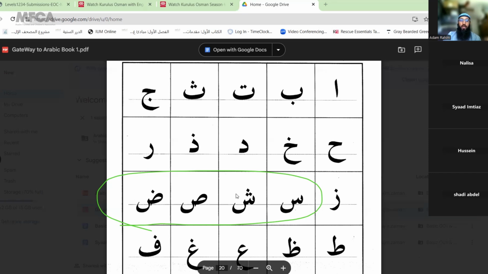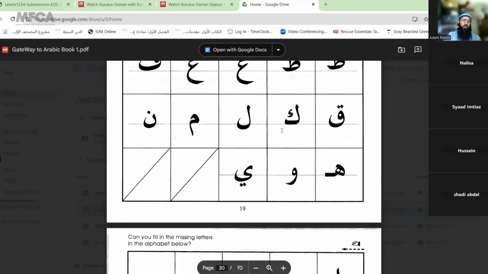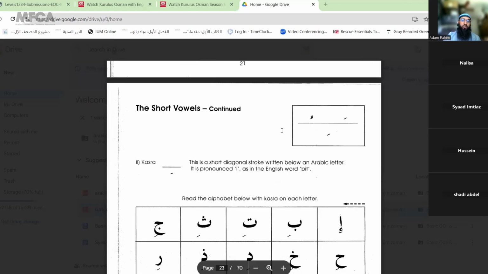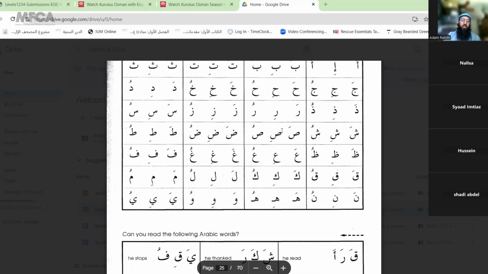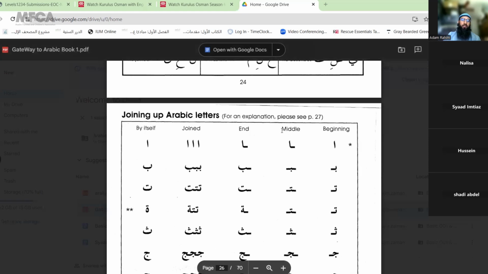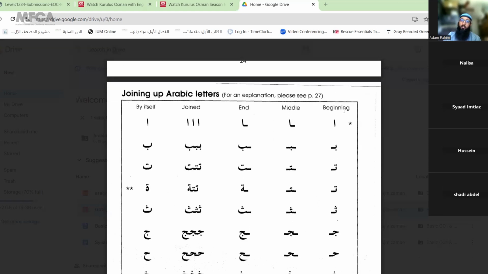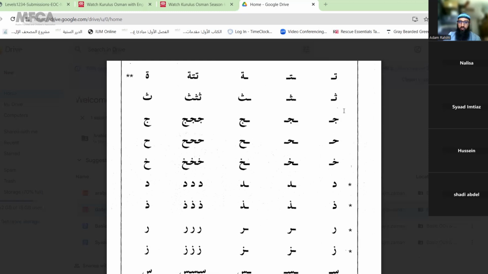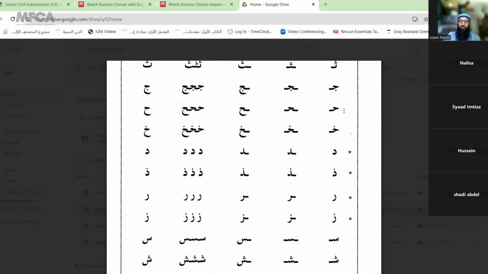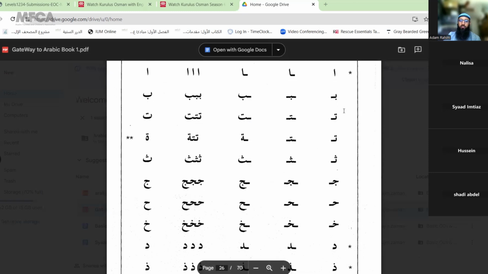And also, in addition to that, I asked you guys last week to review or to get used to, I believe page 27, where the letters are in their different shapes, or in their different positions, not in the alphabet, in the word. Whether it's in the beginning of a word, the middle of a word, the end of a word, joined or by itself. Did any of you take a look at that page to review the letters that we took thus far from alif to zai?